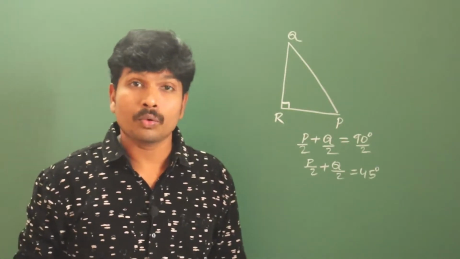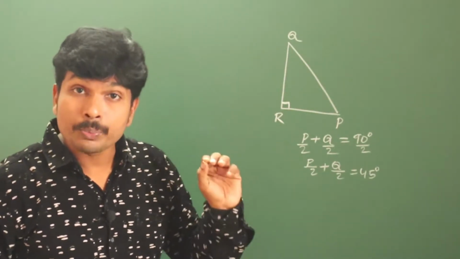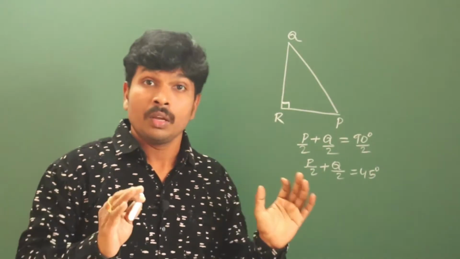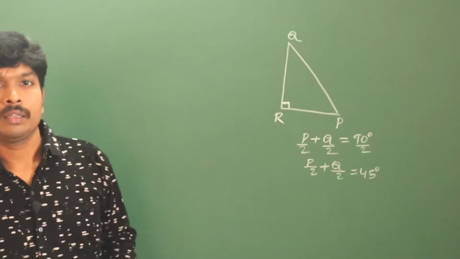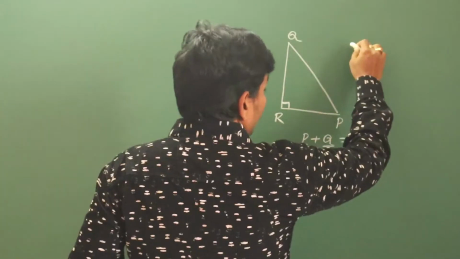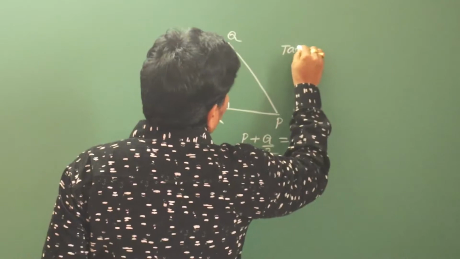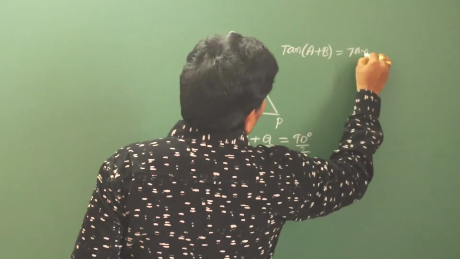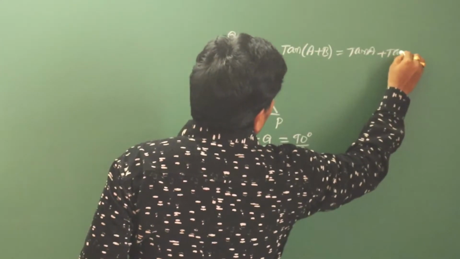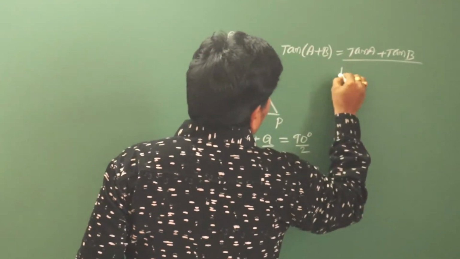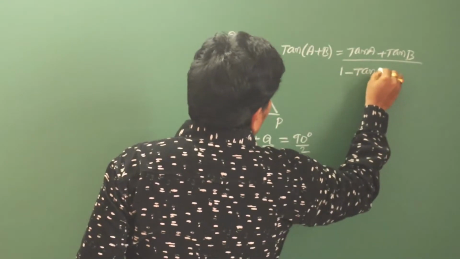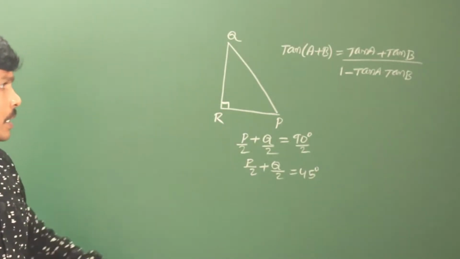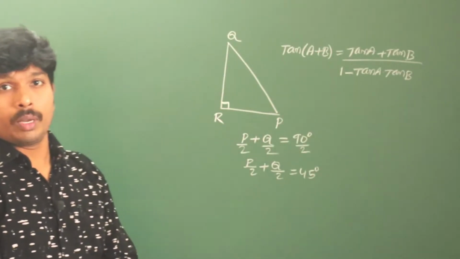One thing you have to keep in your mind, that is observe the problem well. That gives you 50% of the solution when you are reading and observing the problem well. Now one more formula you have to remember: tan of (a plus b) equals (tan a plus tan b) by (1 minus tan a tan b). Okay, this information is enough to do this problem.